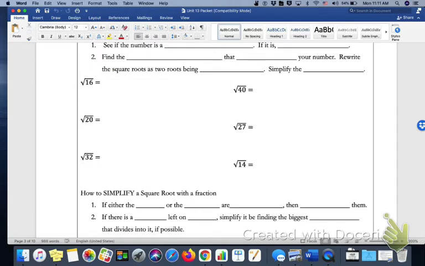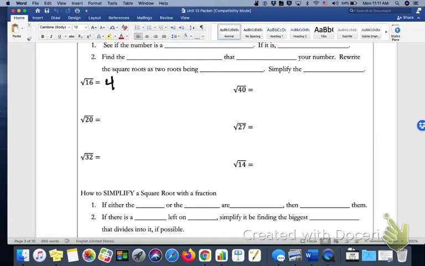All right, let's do some examples together. Looking at the first one, the square root of 16. Look back at your list. Does the square root of 16 have a perfect square? It sure does. 4 times 4 equals 16, so the square root of 16 is 4.